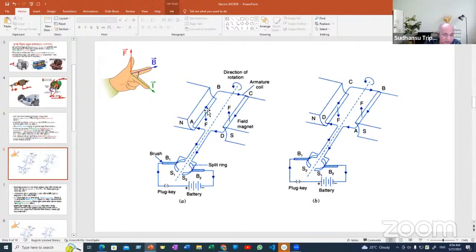ABCD was going because the A part was connected to S1. And here also the A part is connected to S1. But unfortunately, the S1 part has come to touch with B2. And the S2 part has now come to touch the B1. So inside, if DCBA happens, the current direction is clockwise. It is clockwise. But we were naming ABCD, so it has become DCBA.